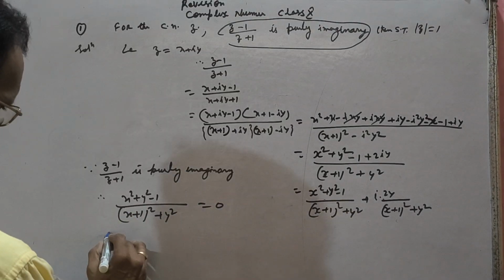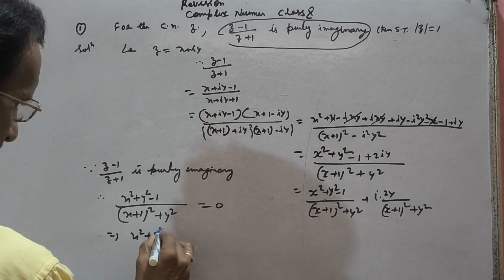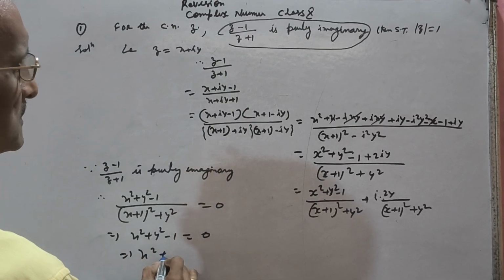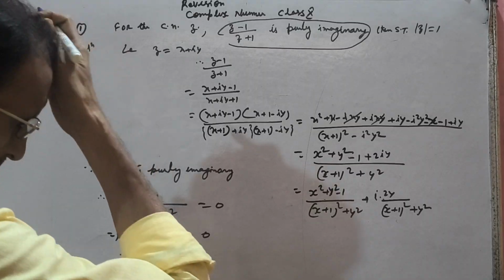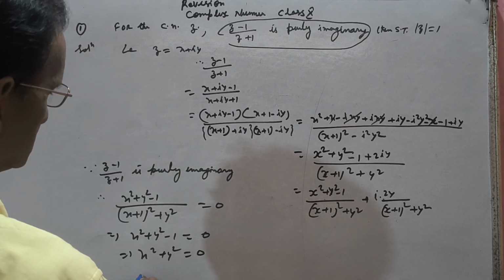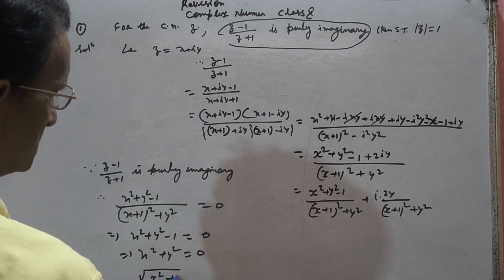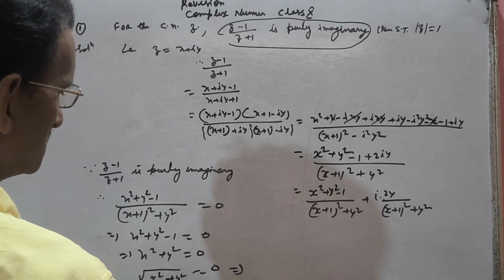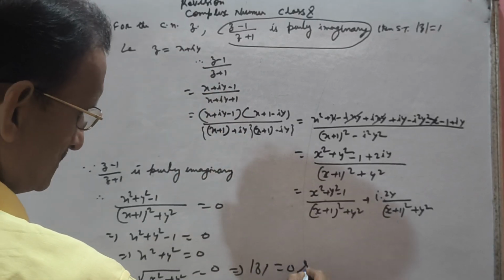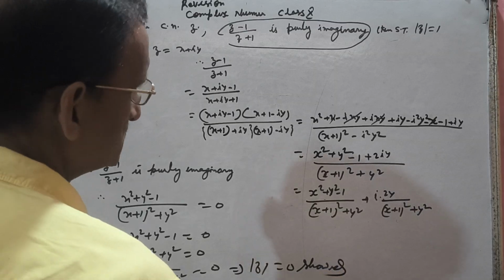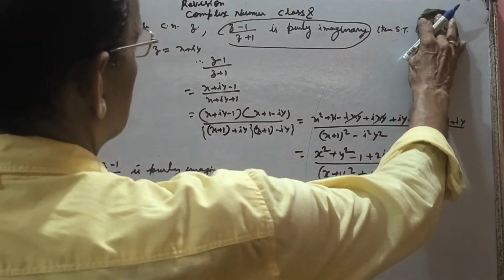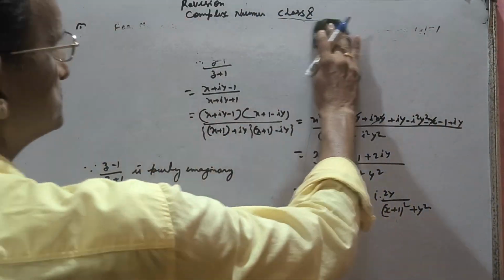So this is 0. Then after here what will we get? x square plus y square minus 1, cross multiply, it will be 0. So x square plus y square equal to 1. Under root x square plus y square equal to 1. What is this? This is modulus z, because z equal to x plus iy. So this is one of the important 3 marks sums. Okay. So now we go to the next important sum.